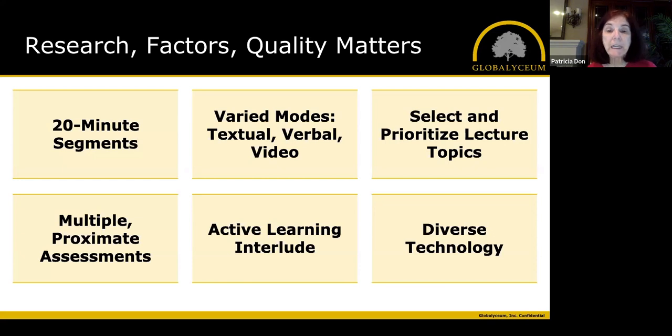The next thing is you want to do things that are interactive. You've got active learning interludes that you can do in the lecture to essentially bring the students into what you are talking about. And then, of course, there's diverse technology. If you use an asynchronous mode, you have less diversity of technology. The more you go in the synchronous way, the more diversity you have in your technology. And the more diverse the technology, the more interesting for students. All of these things are designed to create student engagement.